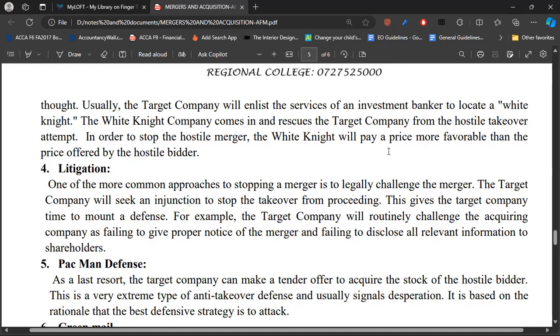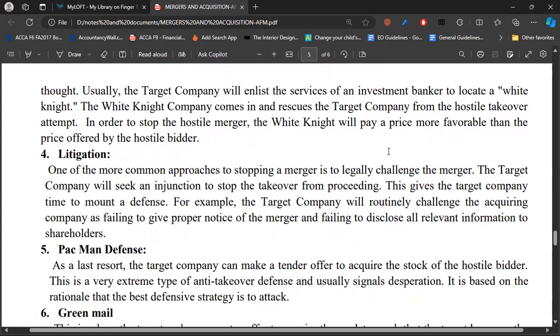Then we have litigation. One of the most common approaches to stopping a merger is to legally challenge the merger. So the target company will seek an injunction to stop the takeover from proceeding. This gives the target company time to mount a defense. For example, the target company will routinely challenge the acquiring company for failing to give proper notice of the merger and failing to disclose all the relevant information to the shareholders.